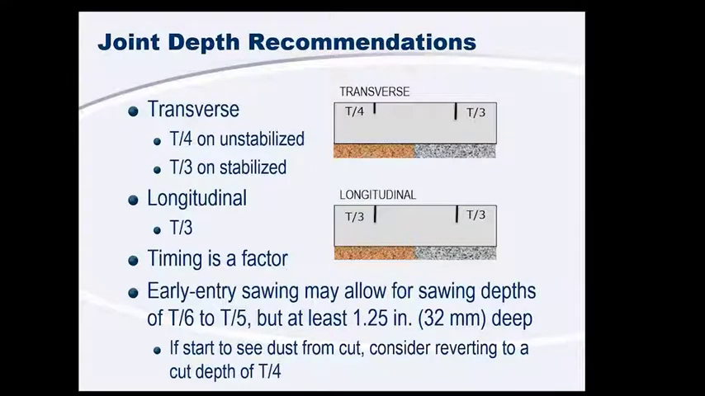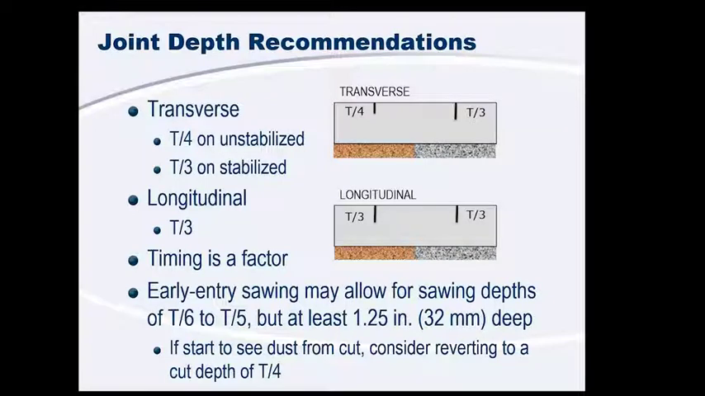So typical recommendations for our saw cut depth for our transverse joints, we're typically going to saw them at 1/4 to 1/3 of the thickness, depending on if you're on an unstabilized or stabilized base. And that's because with a weaker base or a weaker subbase or subgrade, that crack is going to be more likely to propagate, and it's going to propagate more easily than on a stiffer subbase like an asphalt or a cement stabilized subbase. So that's why for those we need to saw the cut a little deeper to make sure it's propagating where we need it to.